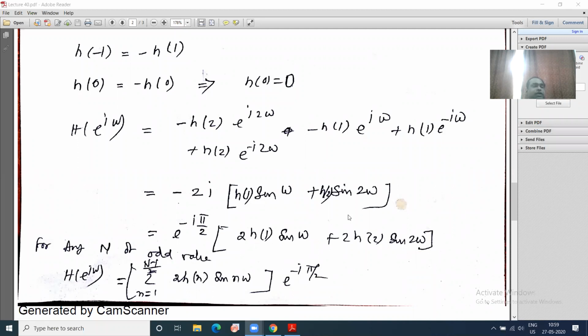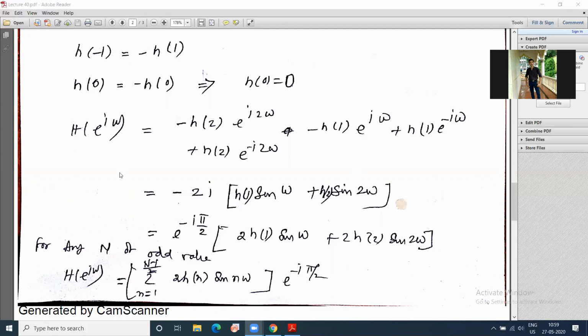Therefore, what I am saying is that this kind of transfer function is simpler to deal with compared to symmetry about n minus 1 by 2. This kind of transfer function is easier to handle using this kind of symmetry. Another important thing in this respect is that this kind of transfer function has one advantage. You have studied the Hilbert transform in your analog design.